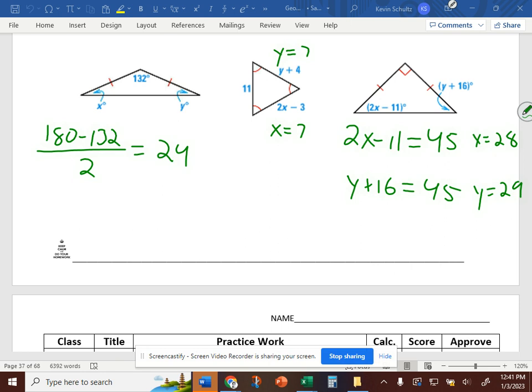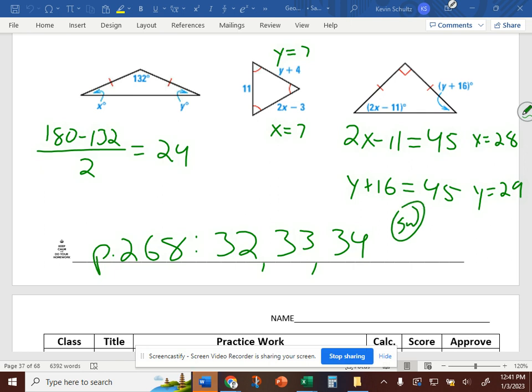On page 268, you are to do 32, 33, and 34. That's it. Are those hard? I'm guessing. That's why I said it, and y'all wanted more. Make sure you show your work. That's how I math.